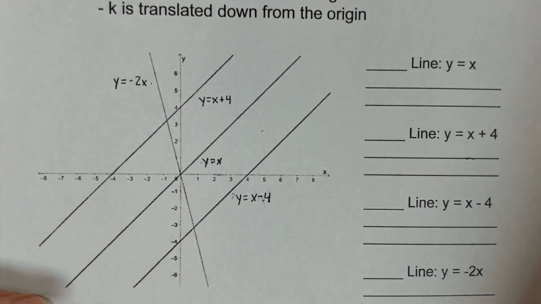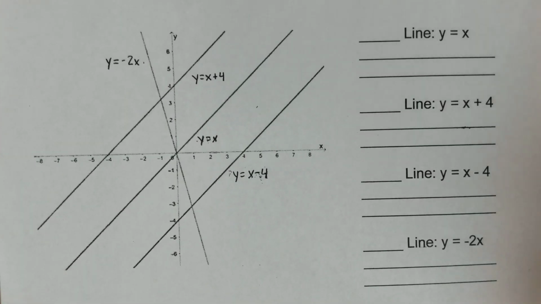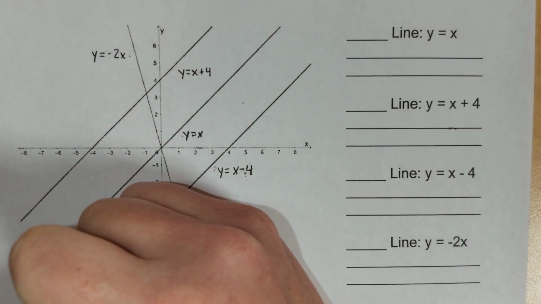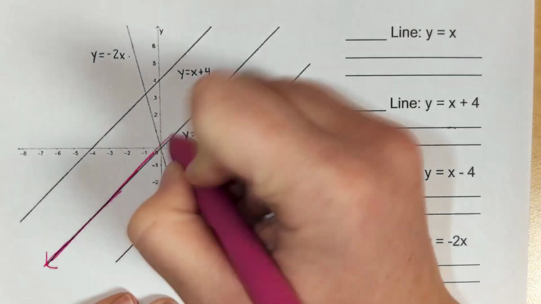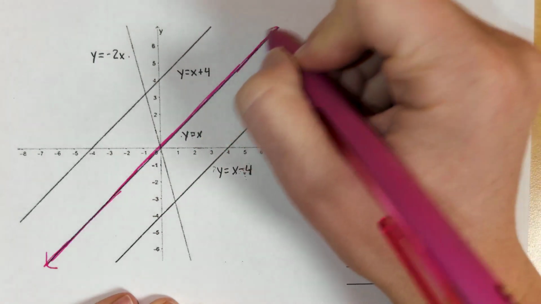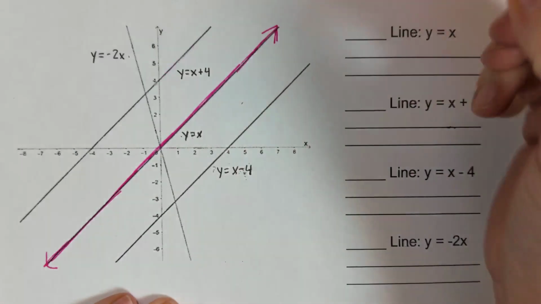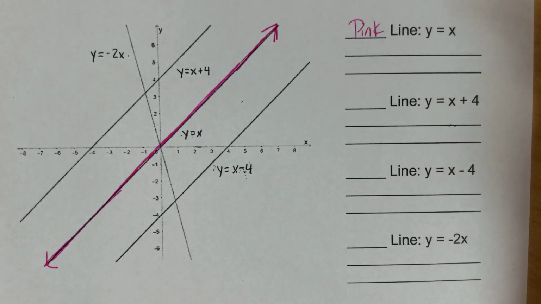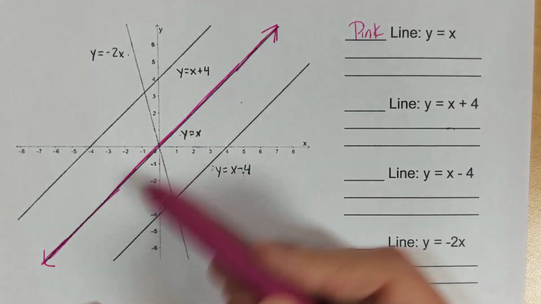With your 4 colors, let's just go ahead and talk this through. We're going to start with this first one, the line y equals x. That's this one right here in the middle. I want you to color it in a little bit with whatever color you're using, and then label that line. I'm going to call this the pink line because I'm using pink. Now, I want you to tell me what you notice about this line.